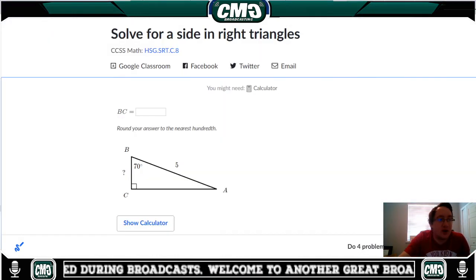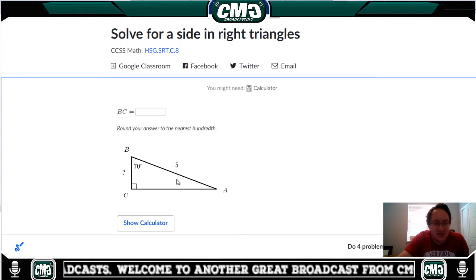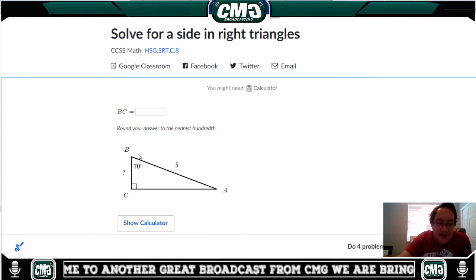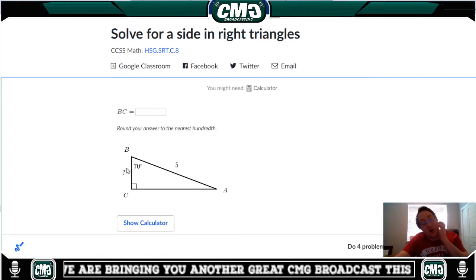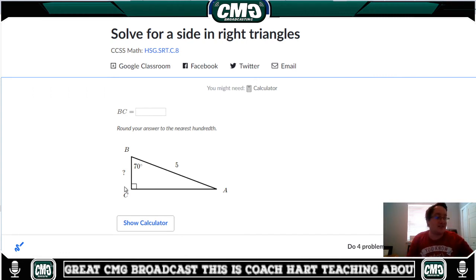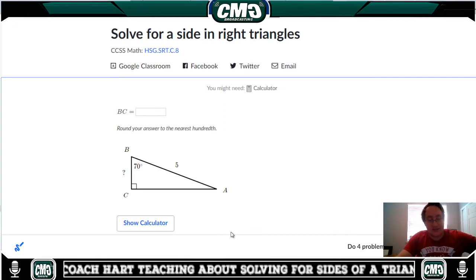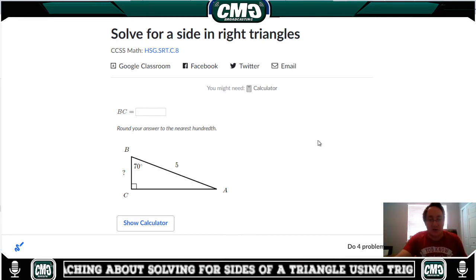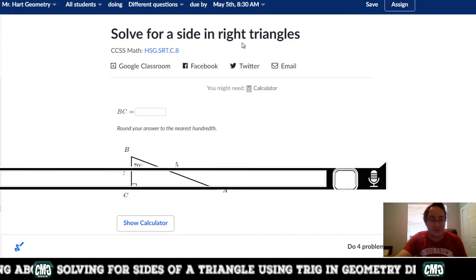So, going over to solving for this, notice we have 70 is the angle that we've got. 5 is the hypotenuse, and the question mark is on this side over here. So when we set this up, we're going to set up, and let's blow up the chart here as we see what our setups are going to be.